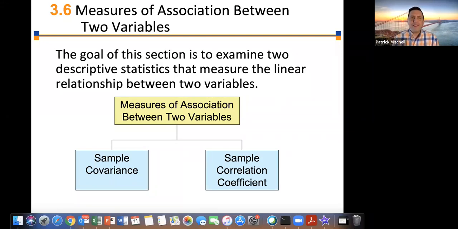We are finally finishing up Chapter 3 today, looking at Section 3.6, Measures of Association Between Two Variables. The goal of this section is to examine two descriptive statistics that measure the linear relationship between two variables. And those are called the sample covariance and the sample correlation coefficient.